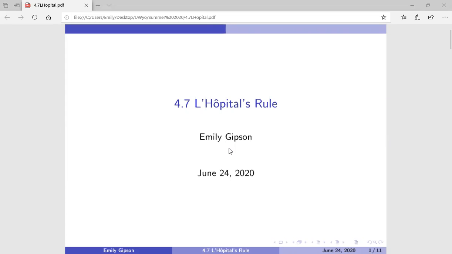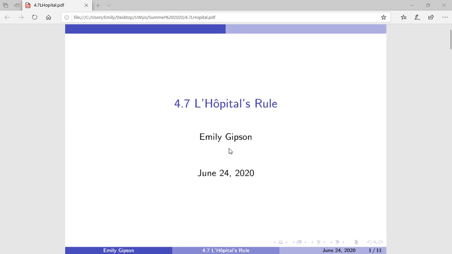Good morning. Today we're going to be talking about something called L'Hopital's rule. And this guy's French, so of course his name is hard to pronounce, but just remember it's French, so leave out all of the letters. So we get the L and we get an O, Pital, so L'Hopital's rule.